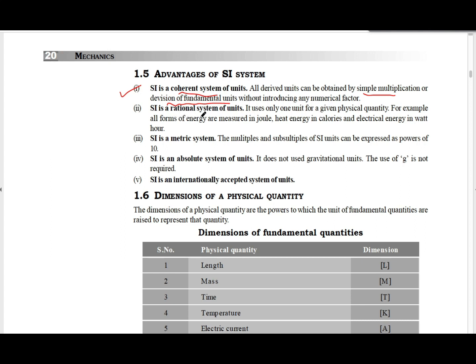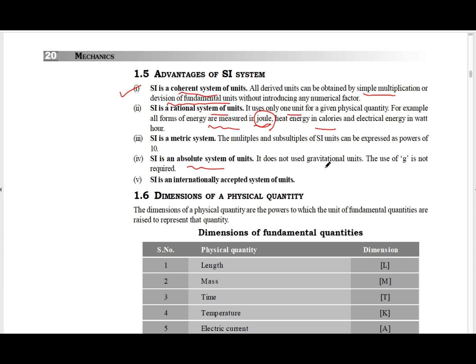Second, SI is a rational system of unit. It uses only one unit for a given physical quantity. So all forms of energy are measured in terms of joule. There are various types of energies, like kinetic energy, potential energy, heat energy, mechanical energy, and all these energies are generally explained through one unit, that is joules, and not energy in calories and so on. SI is also an absolute system of unit.